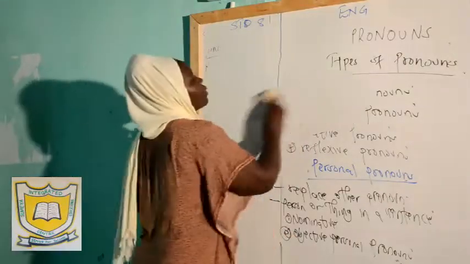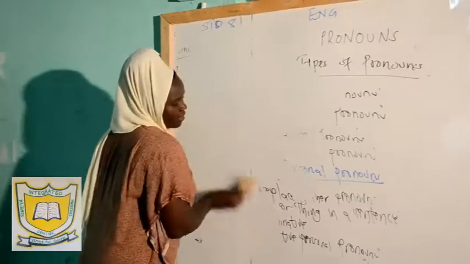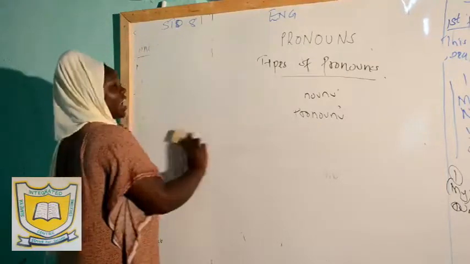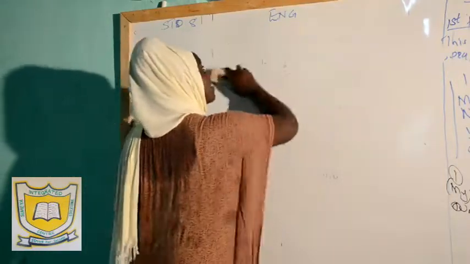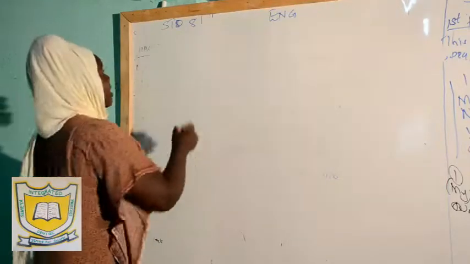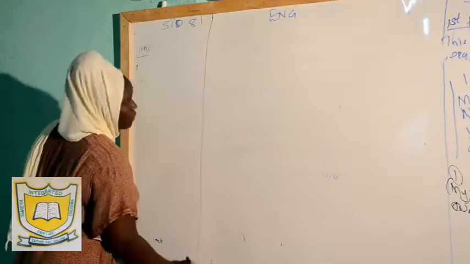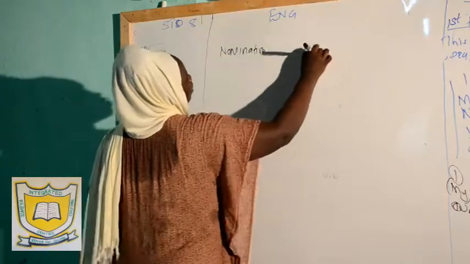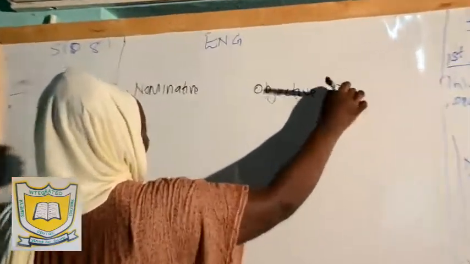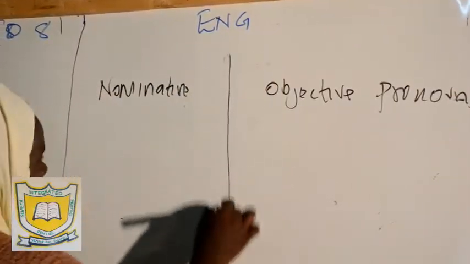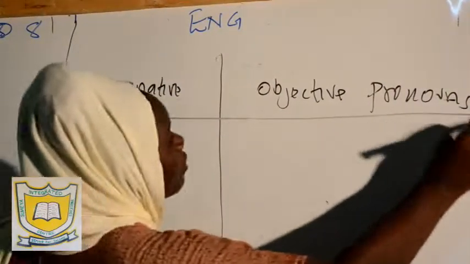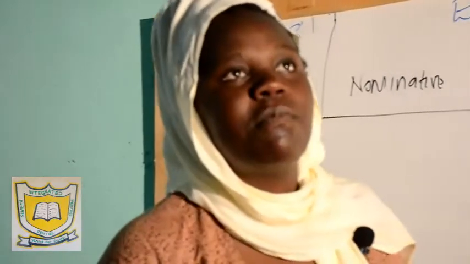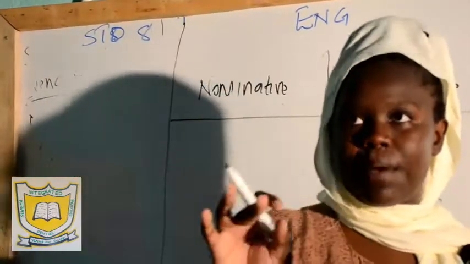Now, when we say nominative pronouns in a sentence, nominative pronouns are the doers of the action. Or rather we say they are the subject in the sentence. So you are having nominative pronouns, and then you are going to have objective pronouns. Like I've said, nominative pronouns are the doers of the action, or we can say nominative pronouns are what the sentence is about.